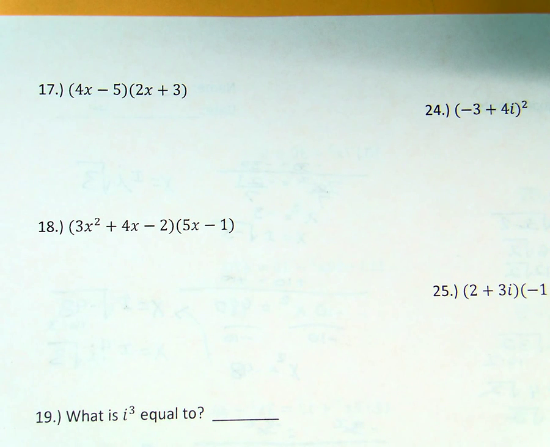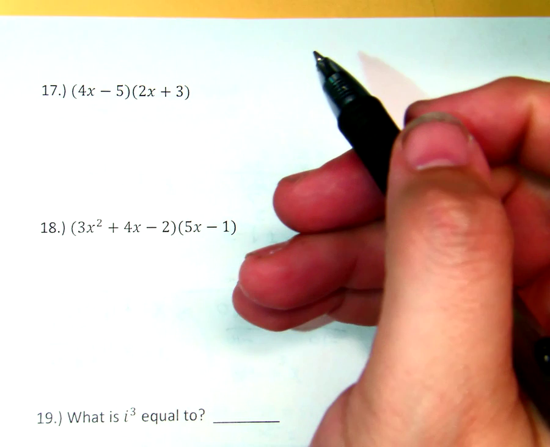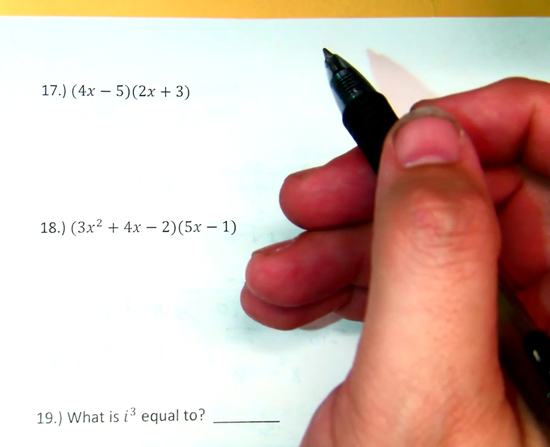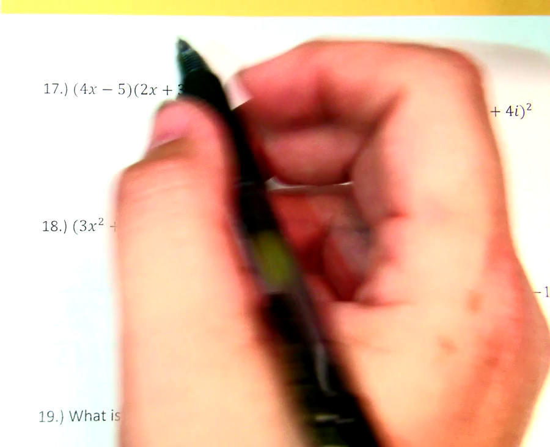Alright, so now we have multiplication. You can FOIL this out if you want to. How many people want to see FOIL? Alright, I'll do FOIL, then I'll do the square.